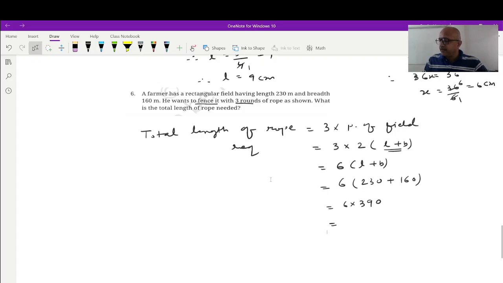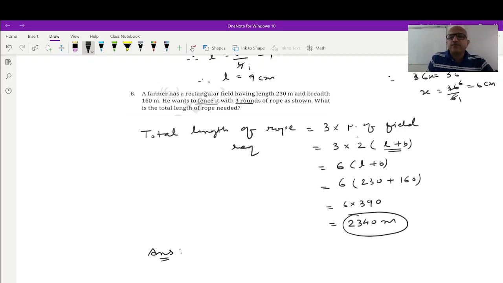So that we are getting 6 into 390, that is 2340. Now here what is the unit? Meter. That means total length of the rope required for the fencing, that is 2340 meter. Don't forget to write answer line based on the given question. I hope this is clear.